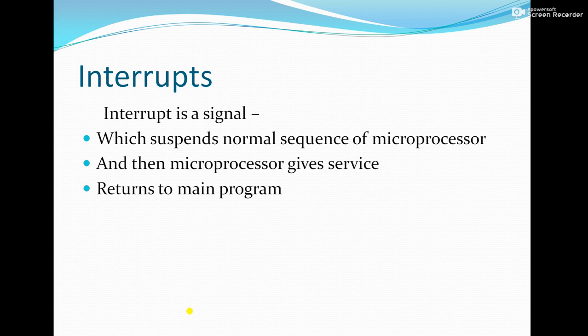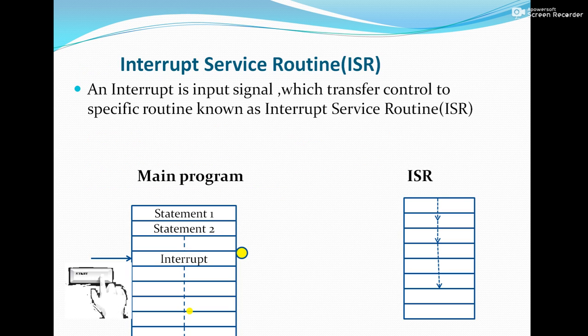Now we will see another definition of interrupt. An interrupt is a signal which suspends the normal sequence of the microprocessor, and then the microprocessor gives service and returns to the main program. Now we are going to learn a very important thing in interrupt, that is interrupt service routine, ISR. An interrupt is an input signal which transfers control to a specific routine known as interrupt service routine.